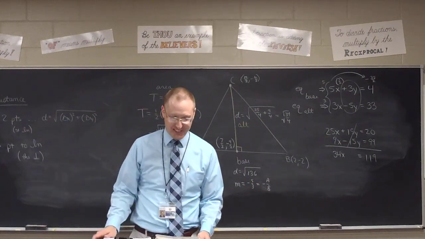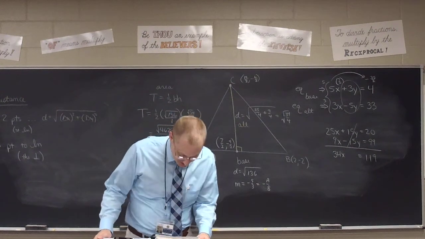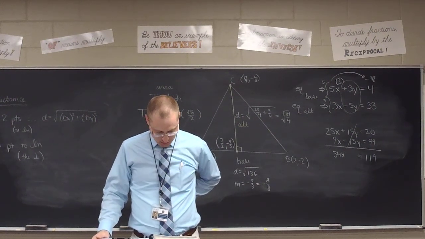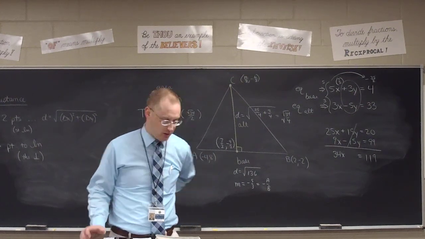Let's take a look at number 3, and read that for us if you would, Quentin. What are we doing here? Show that each pair of lines is tangent to a circle with the given point as center. So each pair of lines is tangent to a circle. Okay, so this is fun.